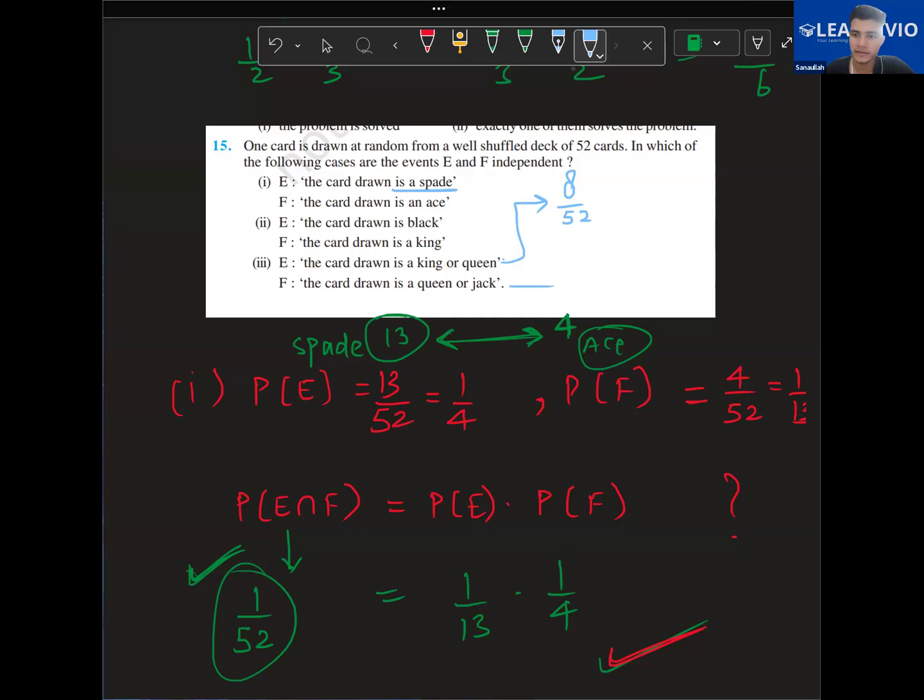And in this case, we have the same 8/52, and this will give you what? 4 2 ja and 4 13 ja. This will give you 2/13 and 2/13.